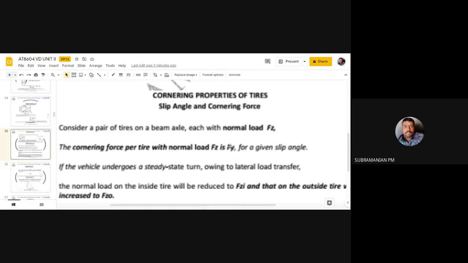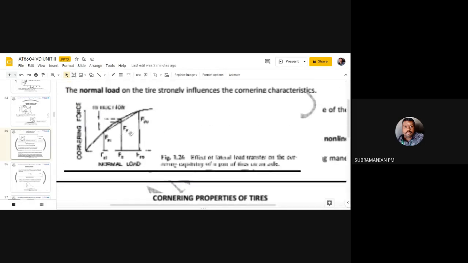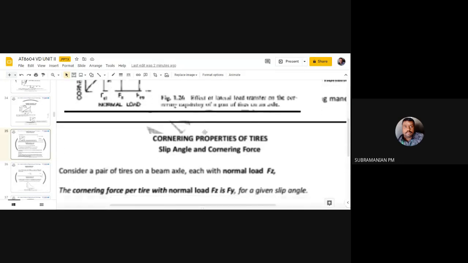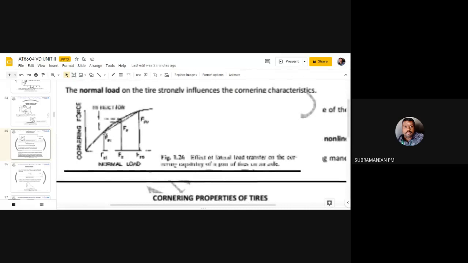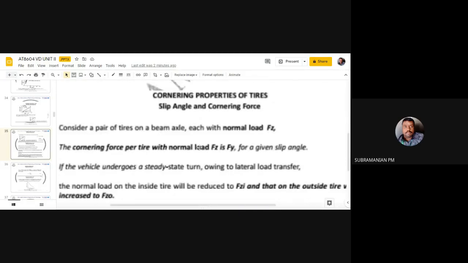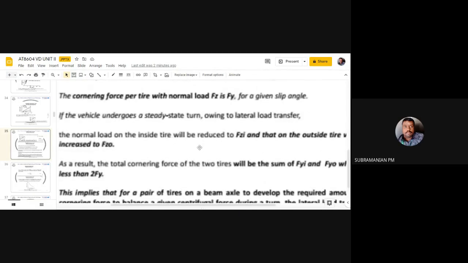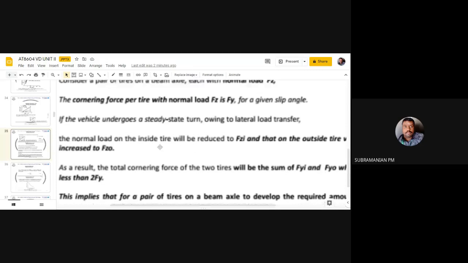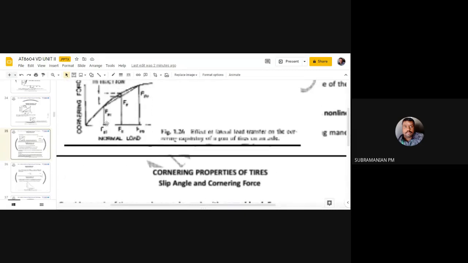And when I make a turn, there will always be a lateral load transfer. Lateral load transfer means at one wheel the load will be reduced, whereas at another wheel the load will be increased. So we can say lateral load transfer will affect the cornering force. Now you can see, this one is the inner tire. When I make a turn like this, say a left turn, see left turn, inner tire, outer tire.